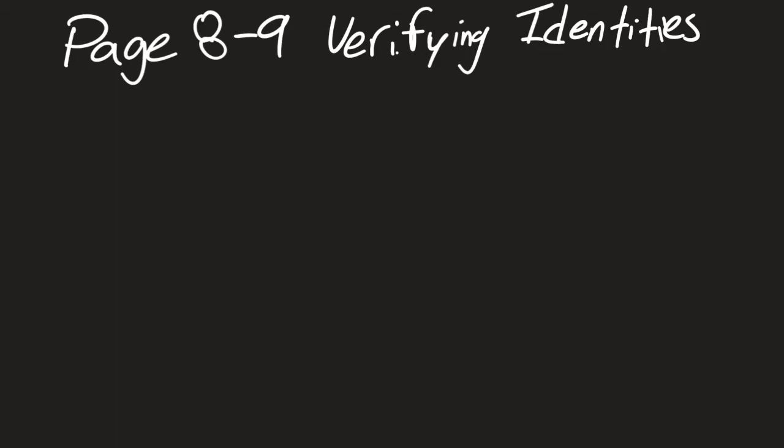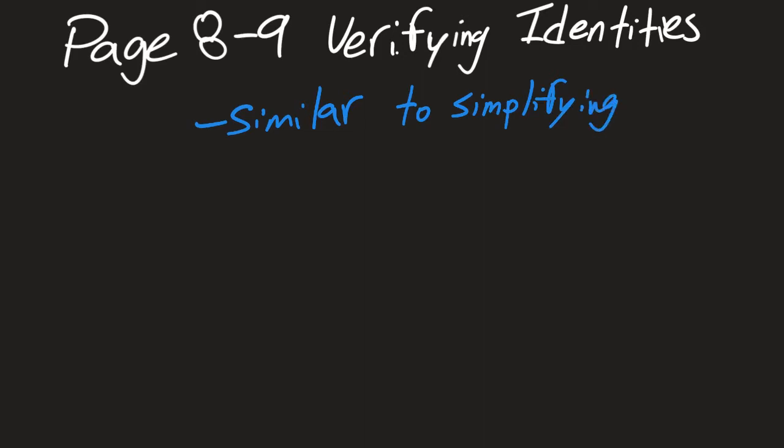Okay, guys, so we're going to be on pages 8 and 9 talking about verifying identities with trig functions. And you're going to see that this is actually similar to what we did previously, which was simplifying. Now, there's one big difference between simplifying and verifying: verifying problems have an equal sign.